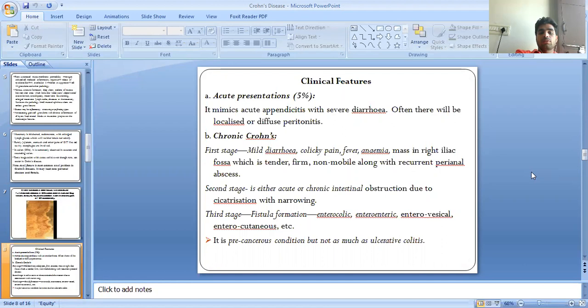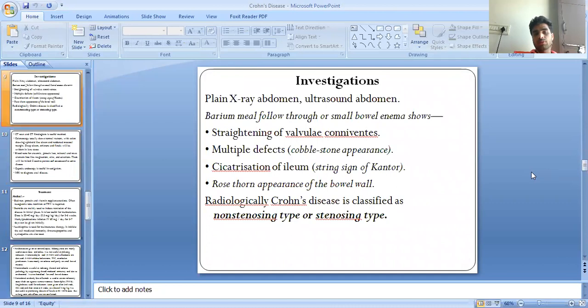Second stage: either acute or chronic intestinal obstruction due to cicatrization with narrowing. Third stage: may have fistula formation, enterocolic. These are the clinical features of this.